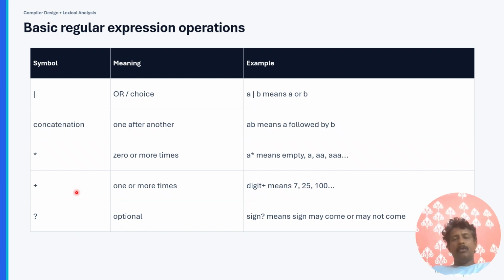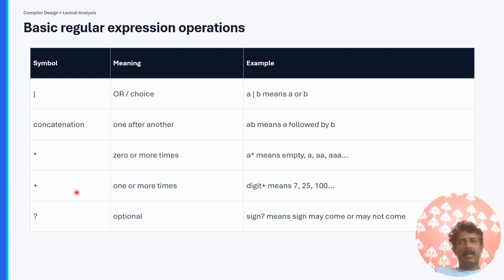For example, if you want to write the regular expression for digits, then we will use digit plus. Similarly, for identifiers, the regular expression will be letter followed by letters or digits. Suppose you want to write a regular expression to accept a character, then it will be A or B or up to Z.